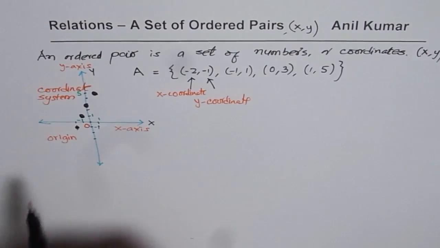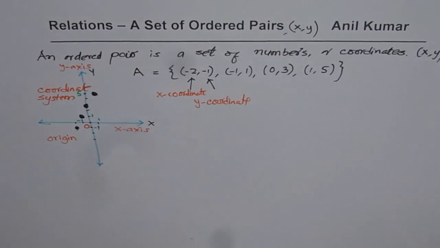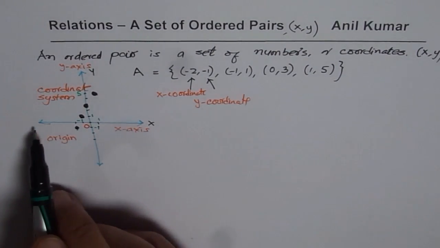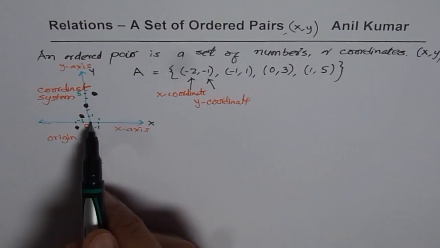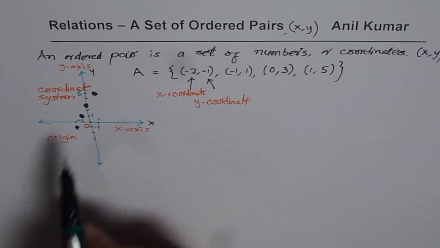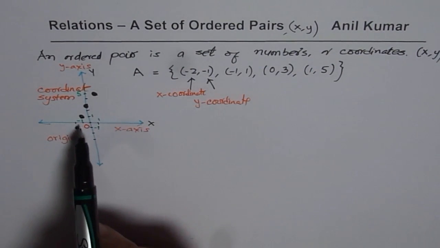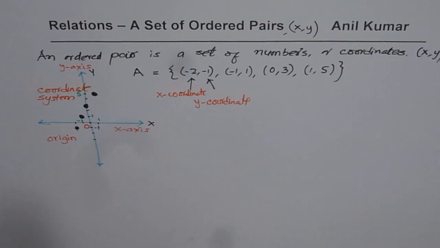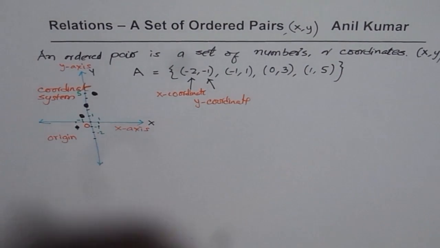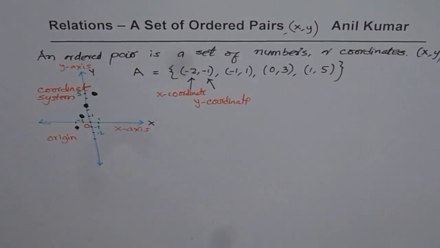So in our coordinate system, we have two number lines. So these are our two number lines. The horizontal number line is the x-axis, and the vertical number line is the y-axis. They cross at the origin, and each unit on this number line is marked with positive on the right side, negative on the left side, or positive going above the origin and negative below the origin, right? So that is how we have a coordinate system.